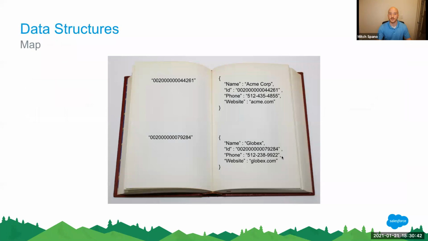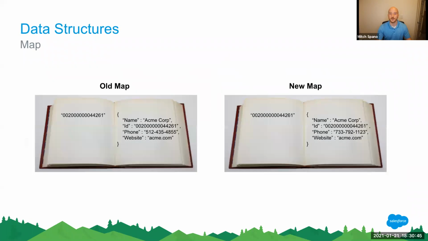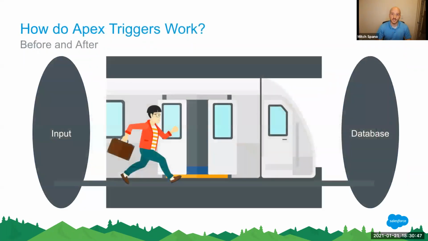I always like to think about it like you're arriving at a train station and the train is leaving. You can either hop on the train right away, or you could wait for the train to perform its full loop and then come back and pick you up. So think about it like this. In the before context, we're jumping on the train right away. And we get the ability to modify the record before it hits the database.